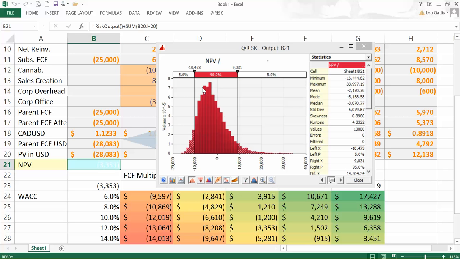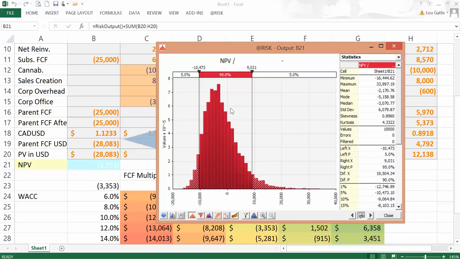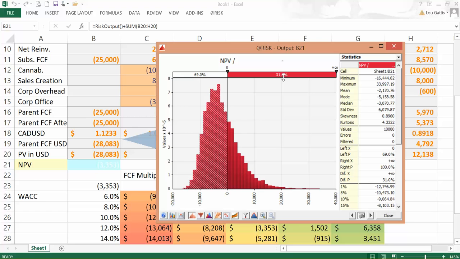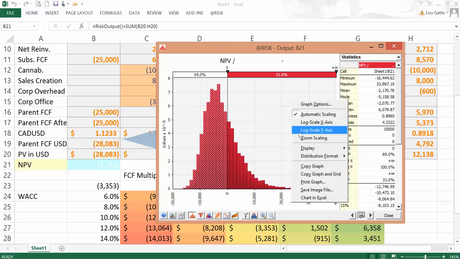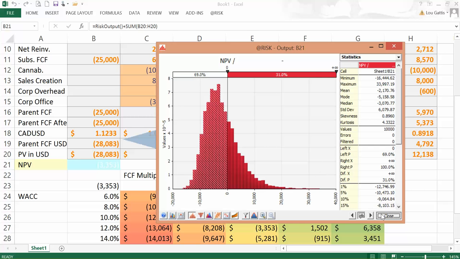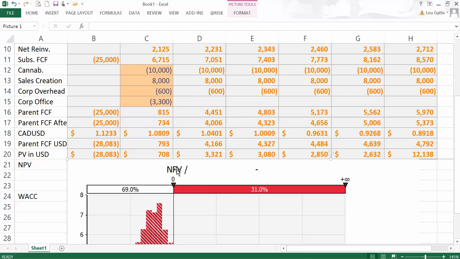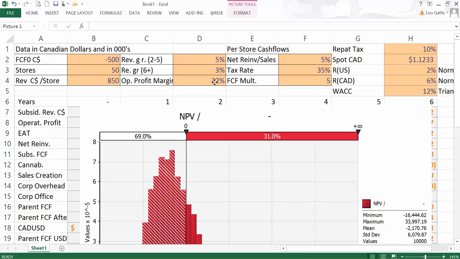Okay, so now our 5% lowest NPV is -10. Our highest is 9. But if we're also looking to get, say, the probability that the project is good, positive NPV, I could slide this over, make this 0, and see that it's only a 30% chance that this project has a positive NPV. I can then right-click on the graph, copy it, close, and I can just paste it in here for some additional analysis.